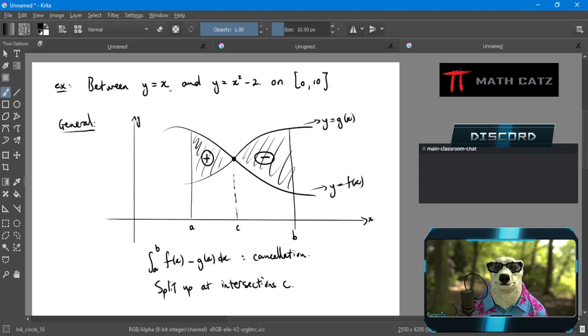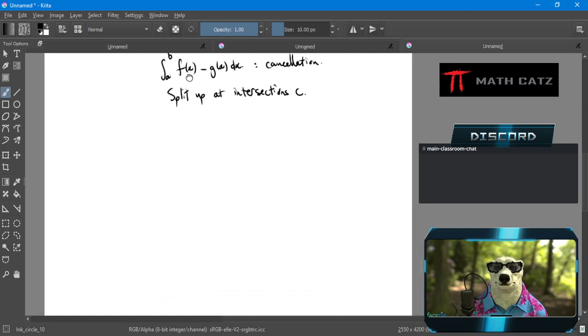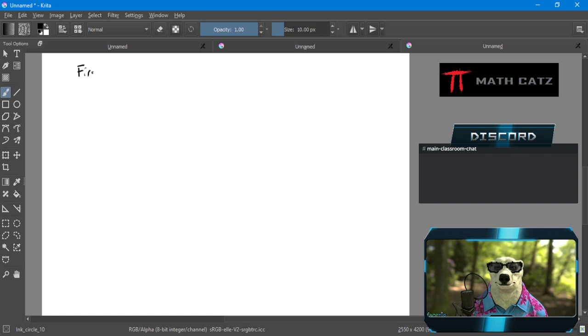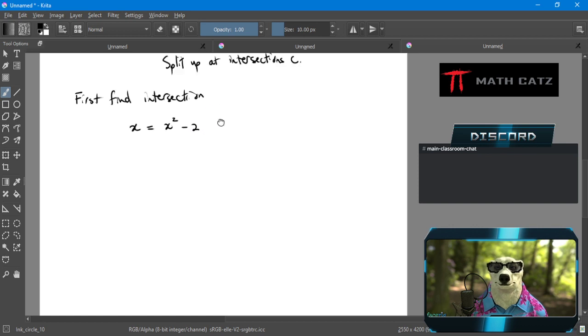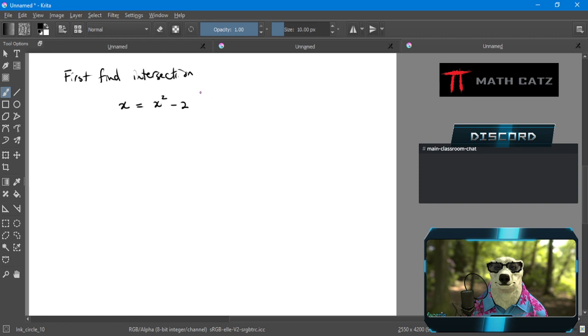Which means that if I now go to my functions in the example, I need to always check, do they intersect, and are any of those intersection points in my given interval? So let's do that. So now I have to first find the intersection, if it even happens, right? So that means I set them equal to each other, x squared minus 2. Those were my two functions. And that means I have to solve x squared minus x minus 2.